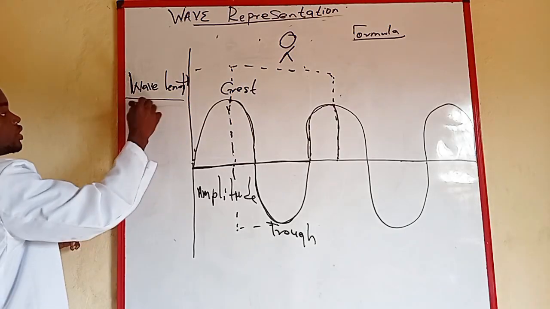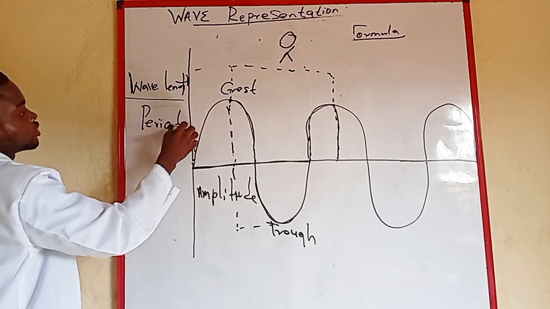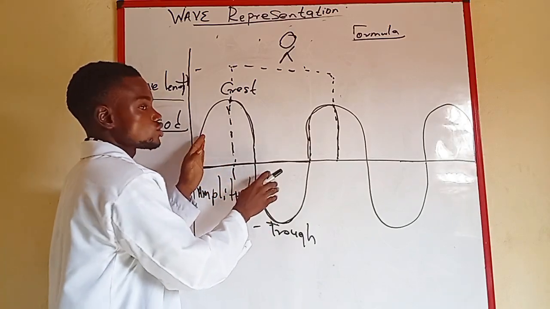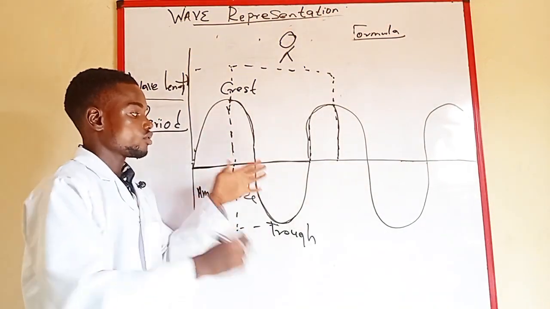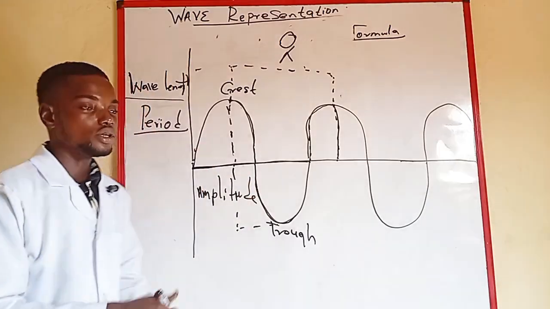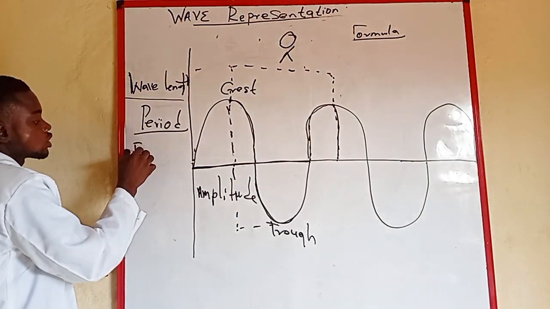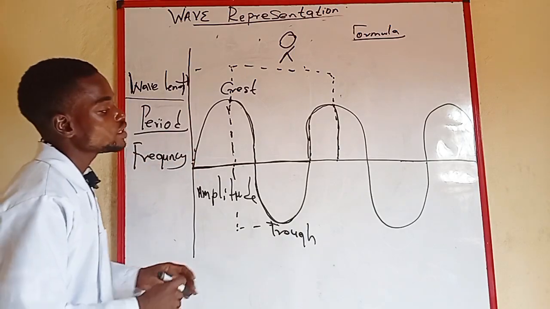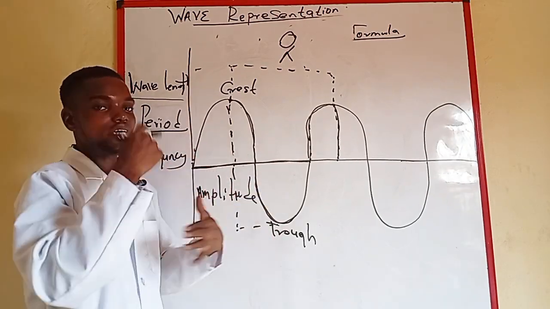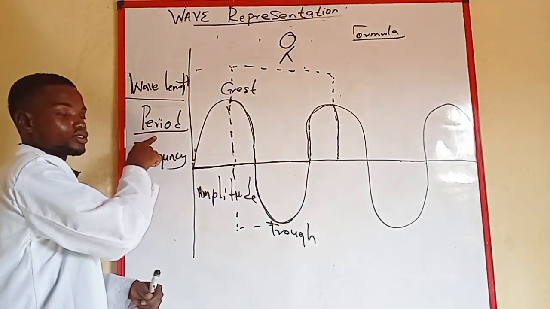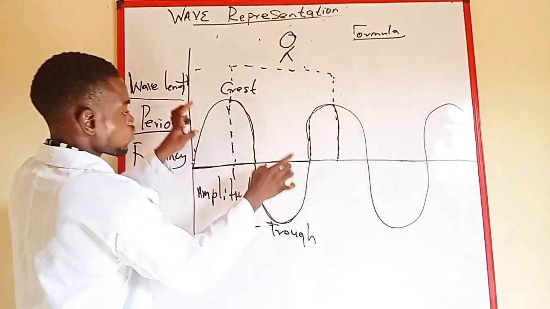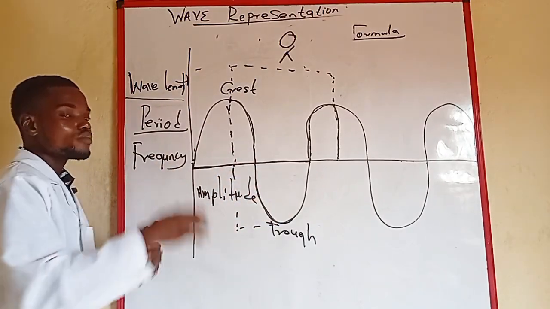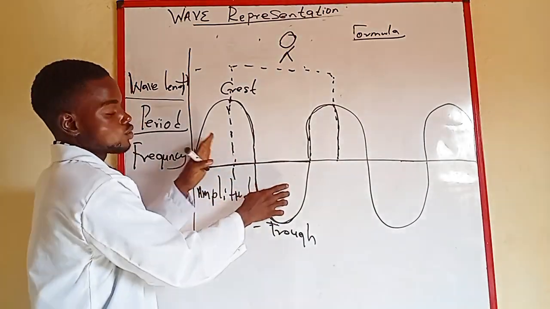Now again, we look at the period. The period is the time taken for one complete oscillation. So the time it takes to complete one wave or one circle is known as the period. We look also at what we call the frequency. Now the frequency is how many wavelengths I'm having in 1 second. So the period is the time taken for just one complete oscillation.